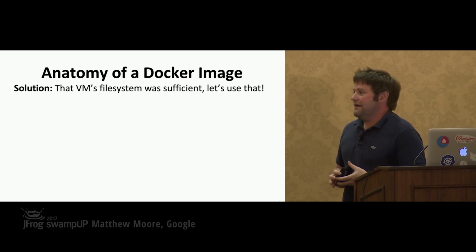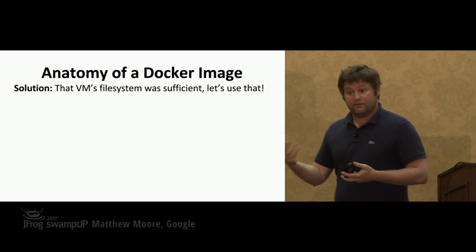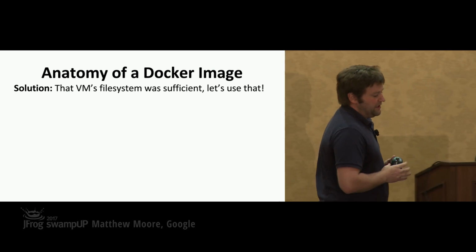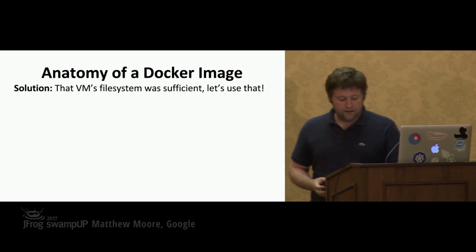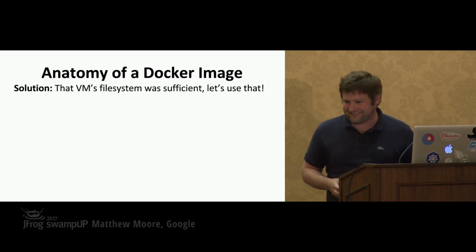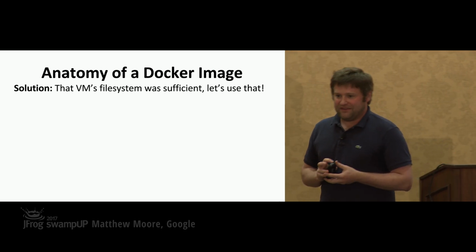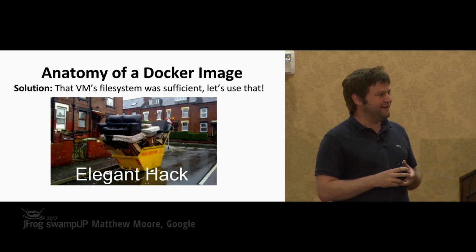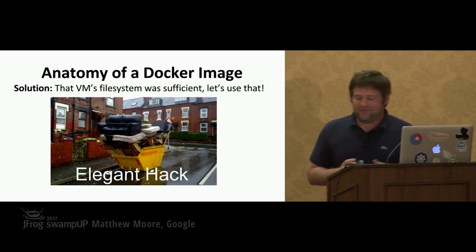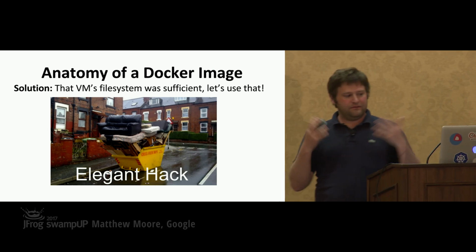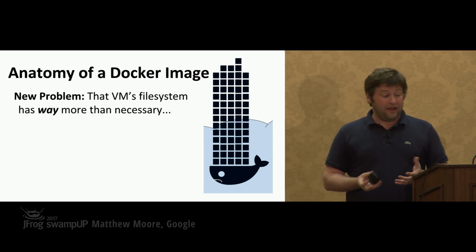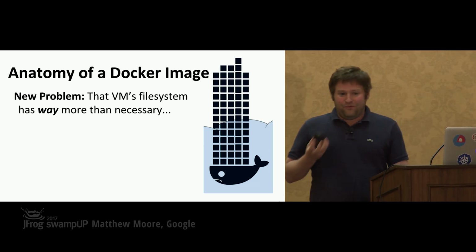And I think that this helped solve their empty restaurant problem with Docker Hub, et cetera. It allowed them to bootstrap the ecosystem very rapidly with this familiarity. But a former colleague of mine was not wrong when he described this as an elegant hack. So why, right? Well, the VM's file system was sufficient, but it's complete overkill. It is way more than is actually necessary, right? And we have a new problem.